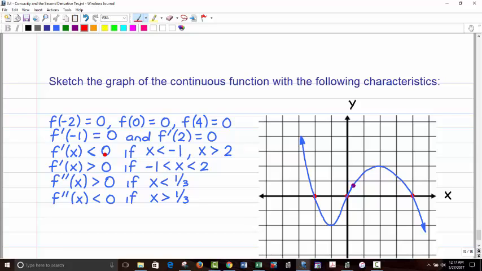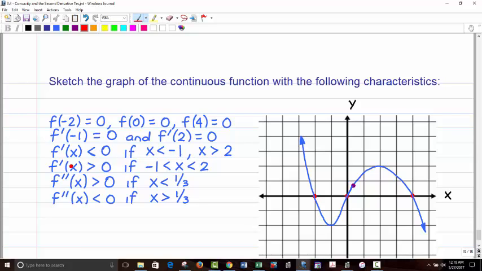F prime of x less than 0. So we have to know what that means from the previous section, increasing and decreasing functions. That means your graph's decreasing. So your graph's decreasing when x is less than negative 1. You always read this left to right. Don't pay any attention to the way that arrow is pointing. Less than negative 1 means as you're coming from left to right, so it's decreasing.